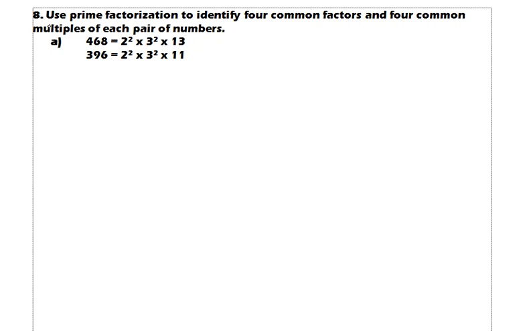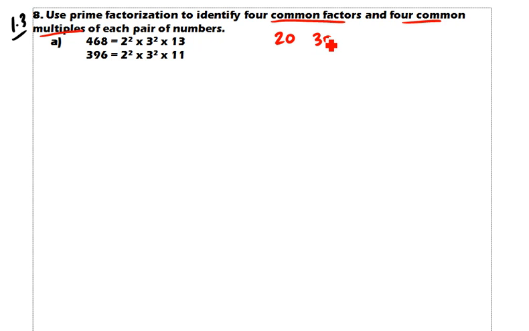So right now we're completing question 8 from 1.3, chapter 1.3. Use prime factorization to identify 4 common factors and 4 common multiples of each pair of numbers. Well, let's look at what a common factor and what a common multiple is again. Let's take the example 20 and 30.